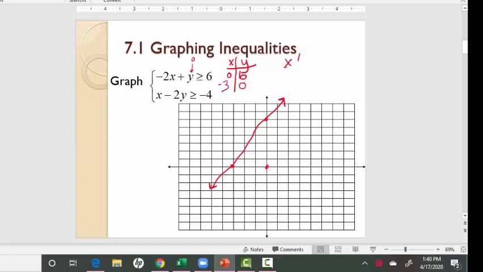I'll make my xy table, and I'll plug in 0 for x. And when I plug in 0 for x, I get negative 2y equals negative 4. And that gives me y equals positive 2. Then I'll plug in 0 for y, and I'll get x is negative 4. So now I have my 2 points on this second line. And graphing those, I get 0, positive 2, so up 2, and negative 4, up 0, and I'll draw a straight line through those 2 points there.